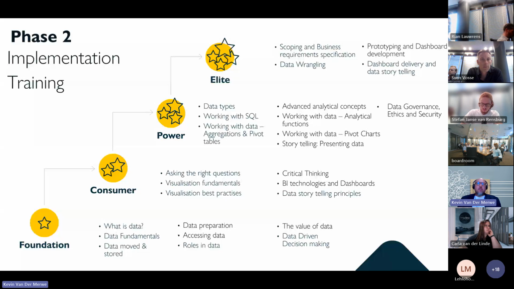At a foundational level, we also talk about the value of data for them as an individual. We live in a data-driven world. Data is going to continue to increase, not only on our phones and our watches and our cars, but everything is data-driven now, and you need to be able to interpret what data is. And then the principles of data-driven decision-making. The consumer, the skill stuff start layering. We kick it off with asking the right questions.